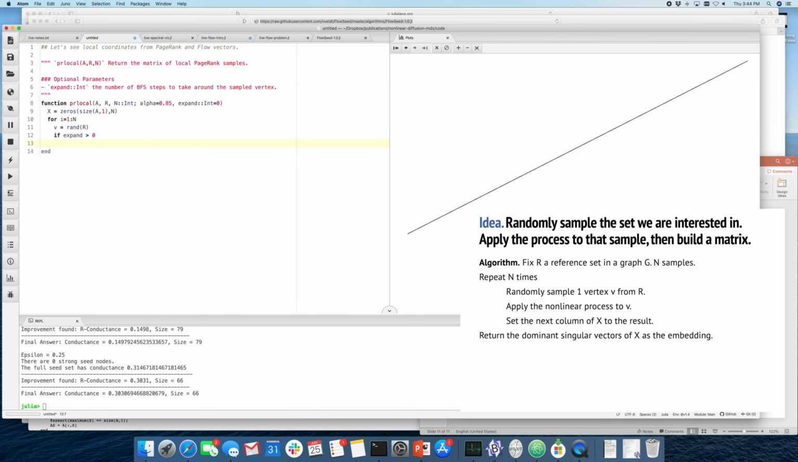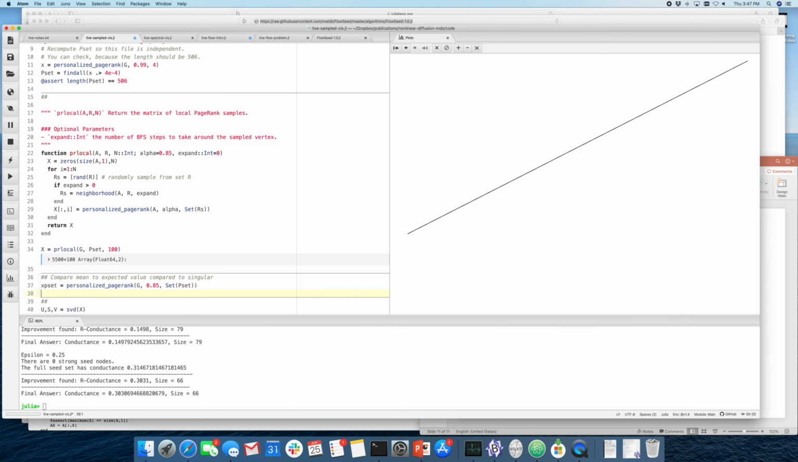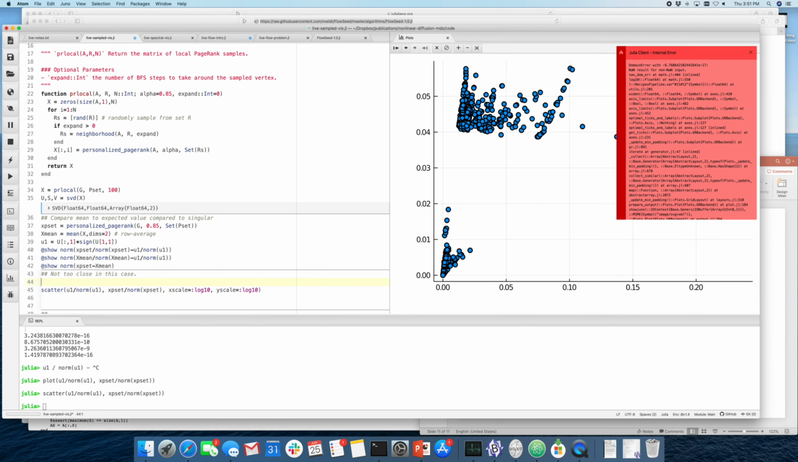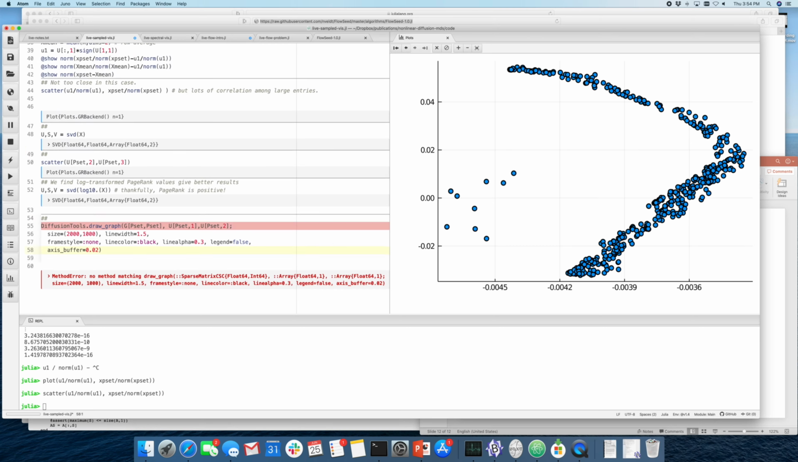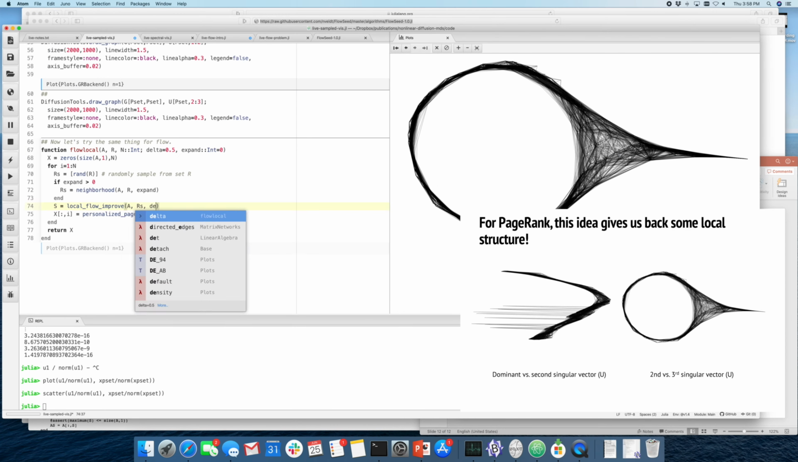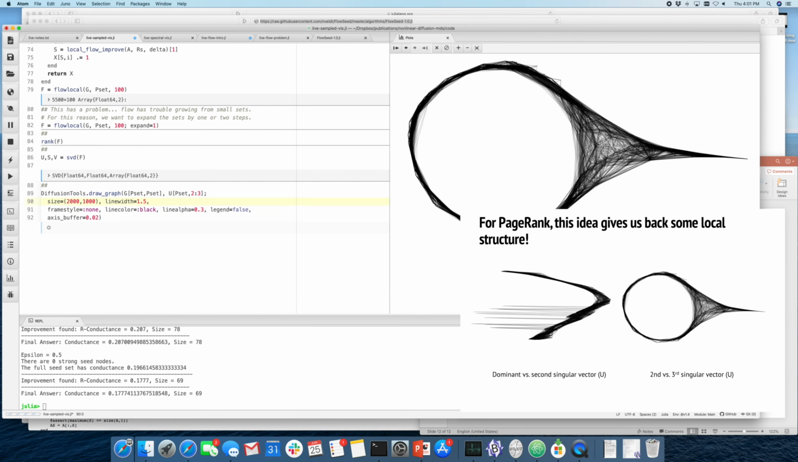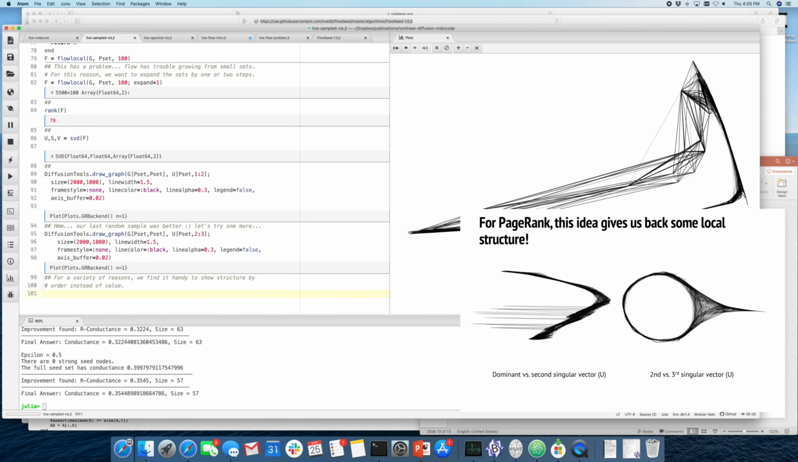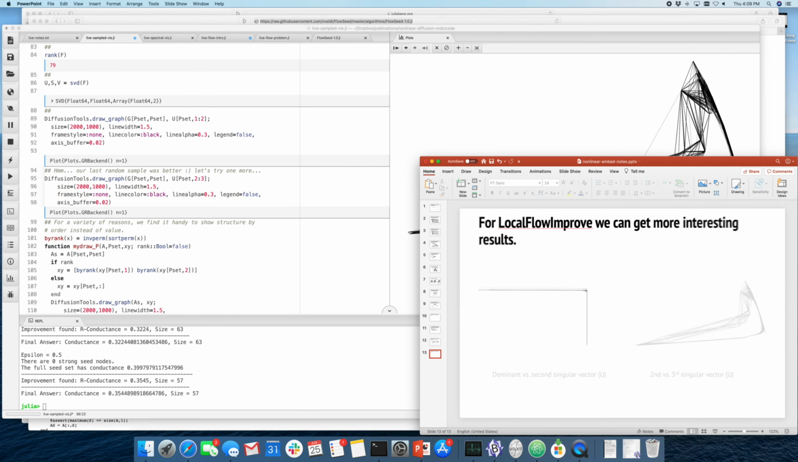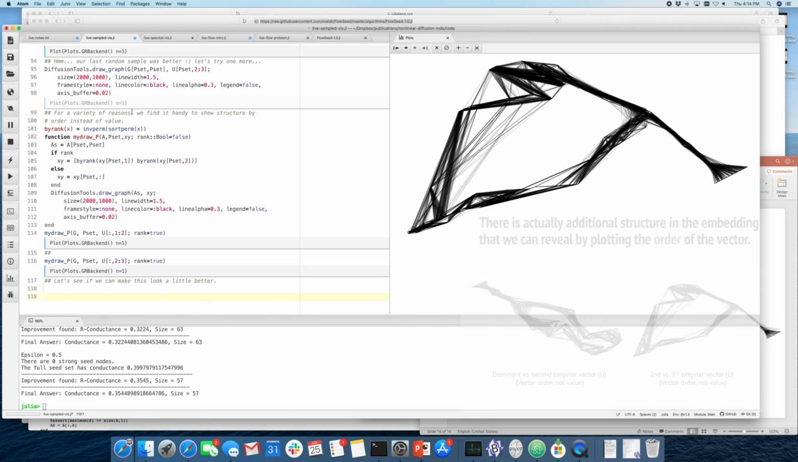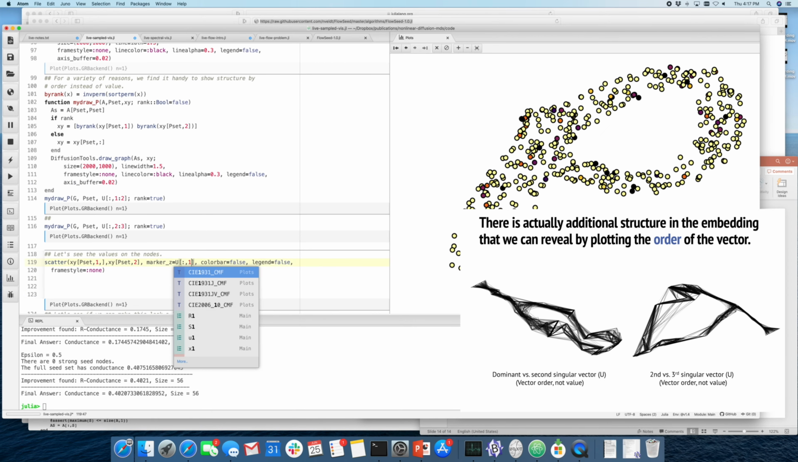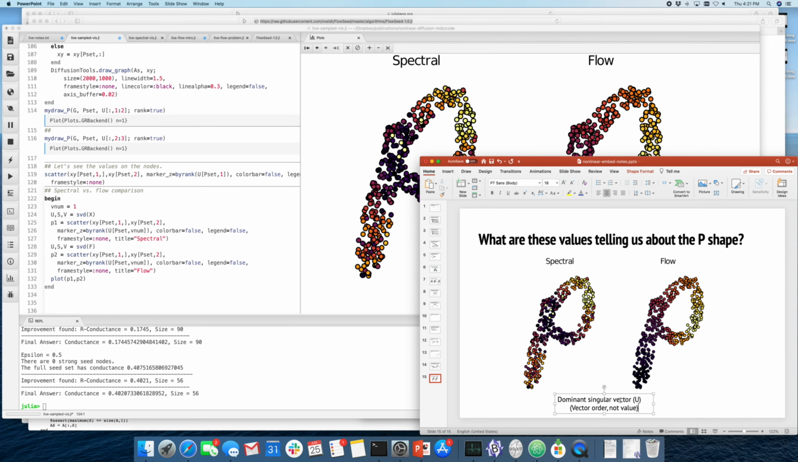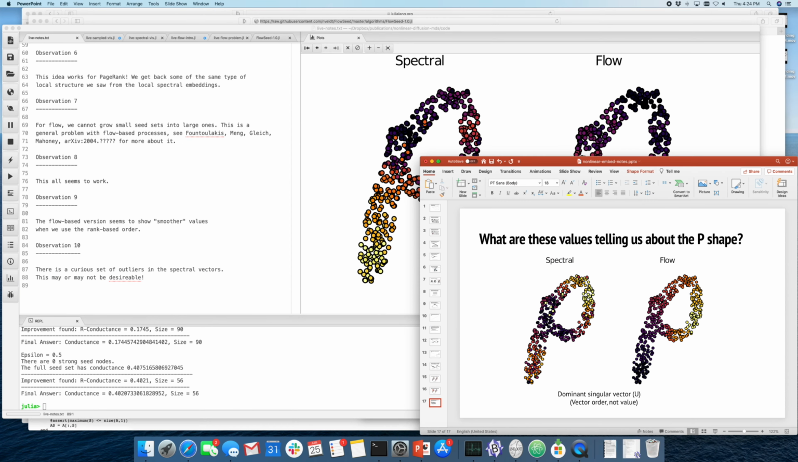So here's the algorithm. Pick a vertex, run the nonlinear process from that vertex, put that into a sample of the matrix, do that some number of times, and then do an SVD. For PageRank, this basically gives us the same thing as we get from local eigenvectors, although you can tweak it up by using some orders instead of other things. It also gives us interesting structure for these nonlinear processes too, especially when you use the order induced by the singular vectors, not necessarily their value.